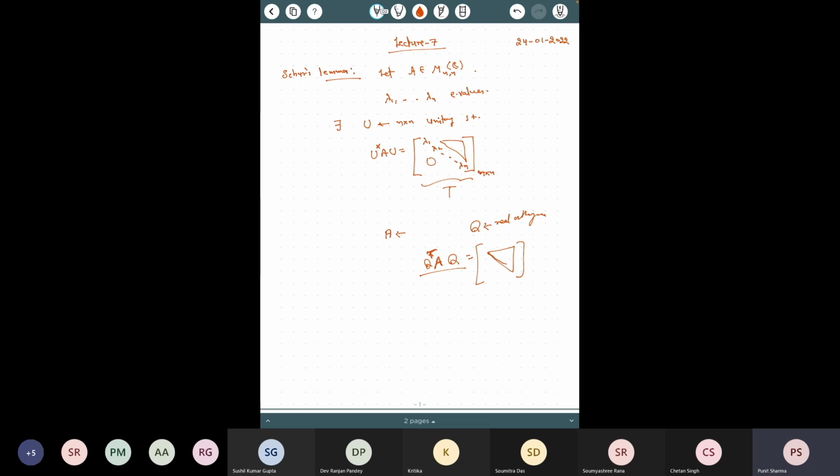Then the next question is, if we cannot upper triangularize a real matrix using a real orthogonal matrix, then what is the best we can do? Can we say that it is some kind of block upper triangular, where on the diagonal we have blocks of size 1 cross 1 or 2 cross 2? We can ask this kind of question, and we will answer this also. This would be like a real version of Schur's lemma.